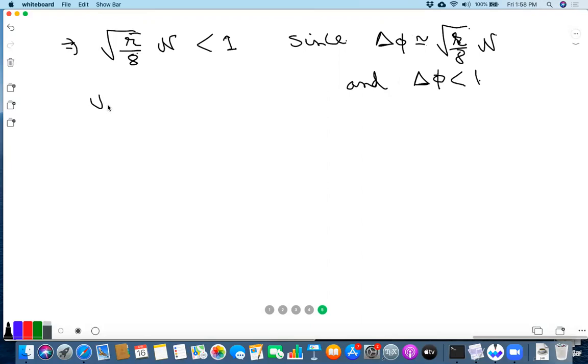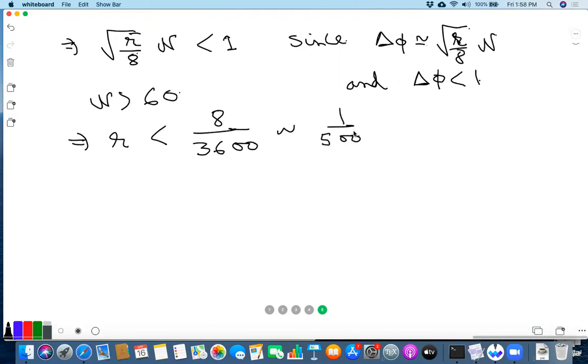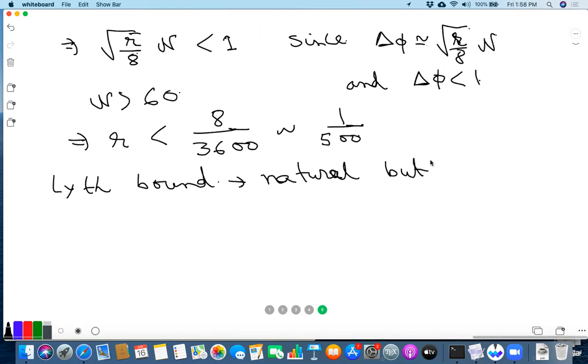And now we use also the fact that n should be larger than 60. So this gives you that r should be less than 8 over n squared, that is 3600. Okay, that's of order 1 over 500. So this bound on r is what is called Lyth bound. And I should just add that this is natural, but can be overcome in principle.